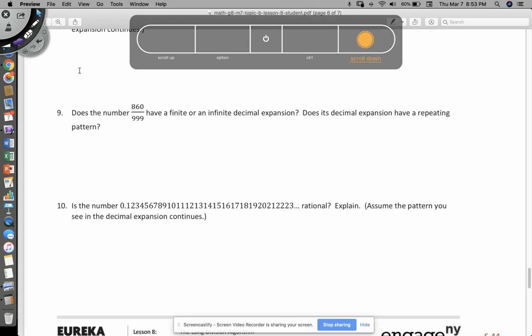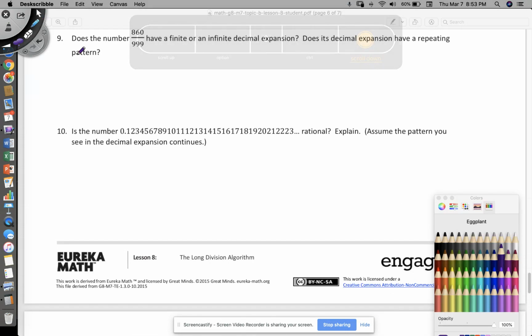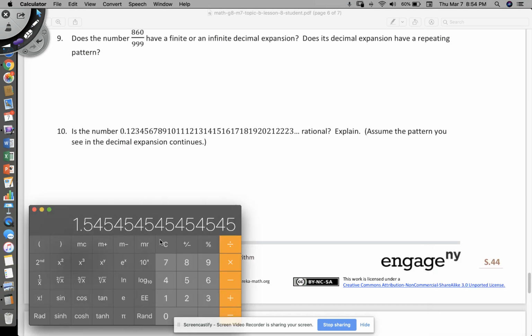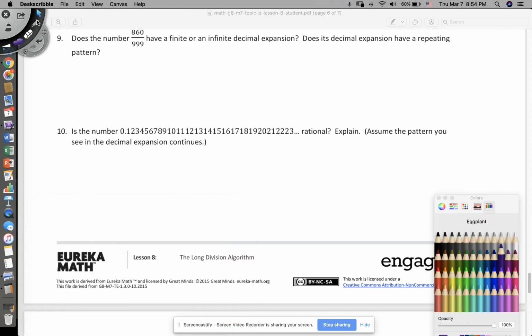All right, let's go ahead and do number 9. Number 9 says 860 over 999 thousandths. Is it infinite or finite as well? So let's check this out. We're going to pull up our calculator. I'm going to clear that out. I'm going to say 860 divided by 999. And I get a long decimal, but notice the pattern, 860, 860, 860. So we definitely have a pattern here.